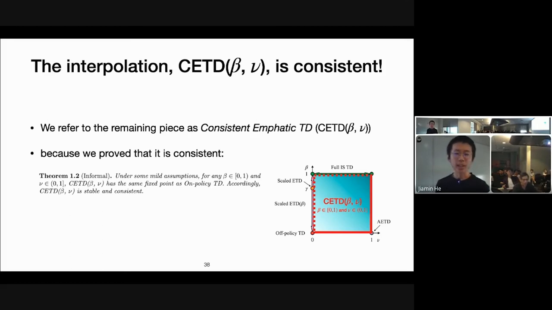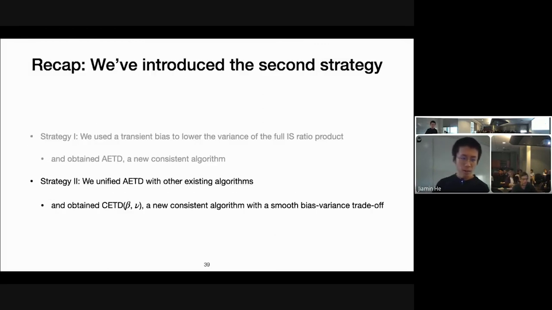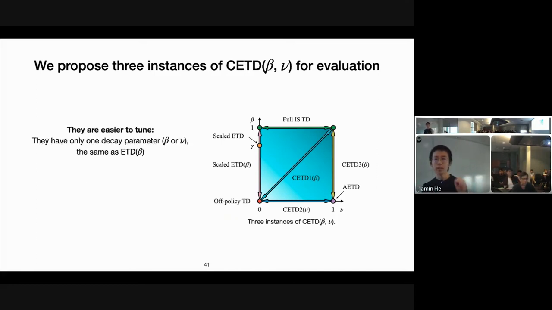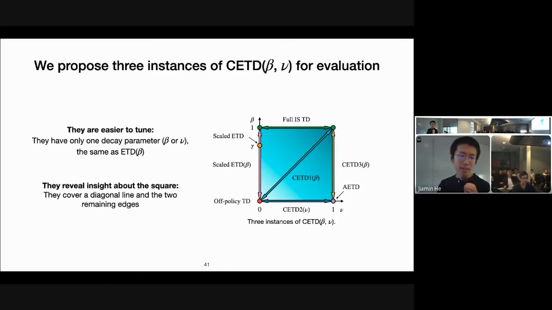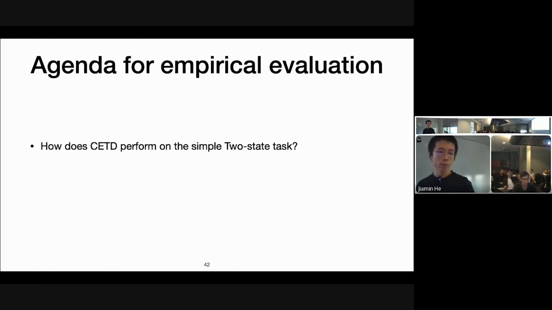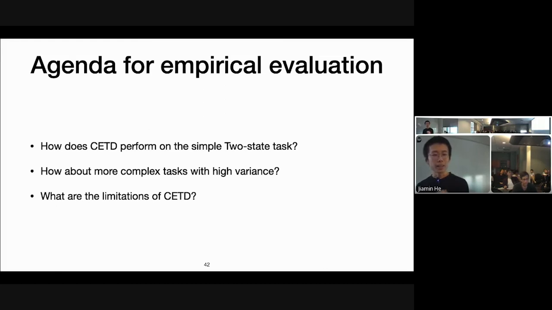No worry, I'll quickly go over some empirical evidence showing that the method we just arrived at, consistent emphatic TD, is practical. That is the point I want to make in the last few minutes. Specifically, we will use three instances of CETD: the diagonal line, the bottom line, and the right edge. These algorithms are easy to tune because they have only one decay parameter, and they reveal insight about the square because they have good coverage of it. For the empirical evaluation, we will focus on the first two questions and touch a little on the third question, on the limitation of CETD.